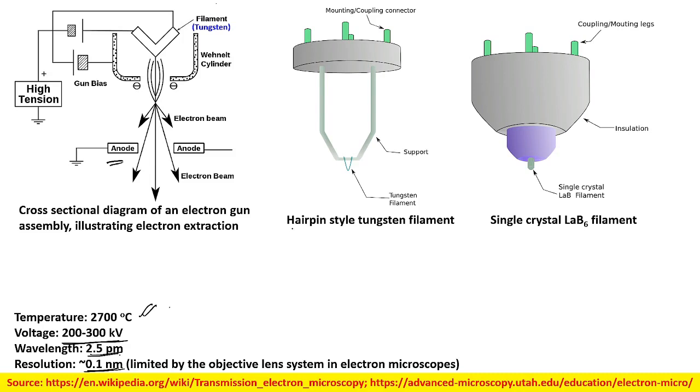Now this is the architecture of a hairpin style tungsten filament. There is another type of filament, the LaB6 filament, which can also be used for the electron generation.